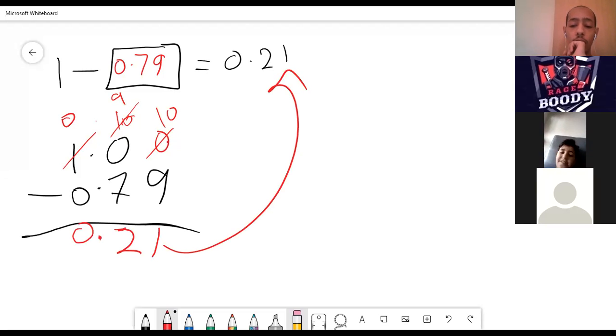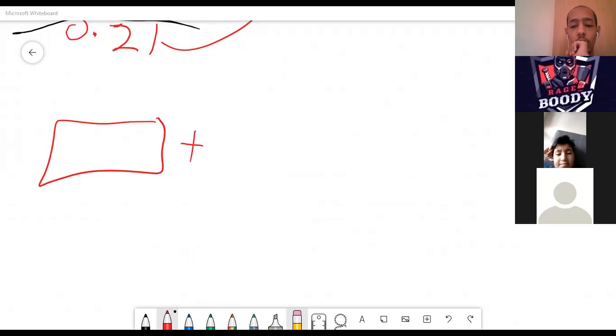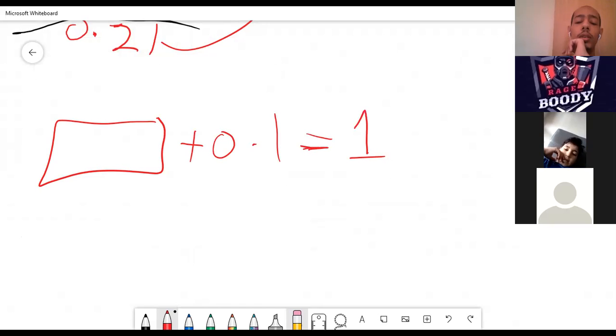You have to be careful about this, guys. Another question is: what is the number you add with 0.18 that will give you 1? What's the complement of 0.18 to 1? Is it 1.8? No, 0.18. The answer will be 0.82.